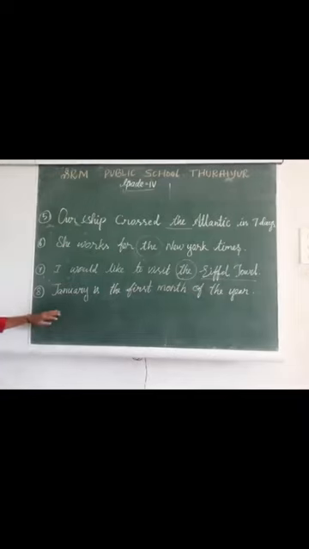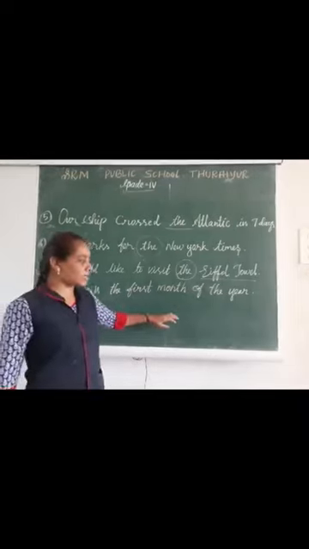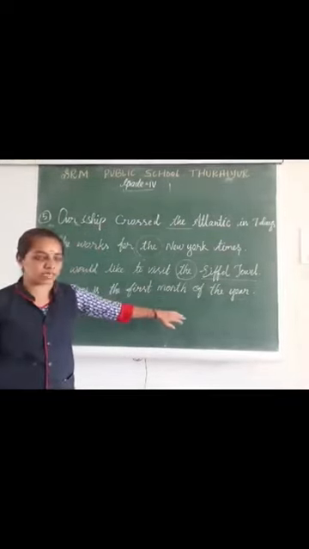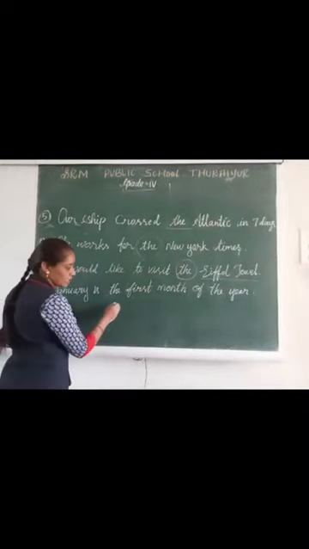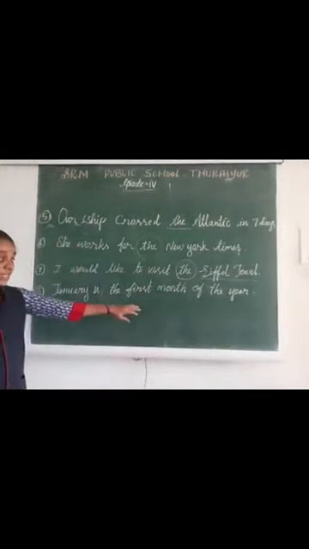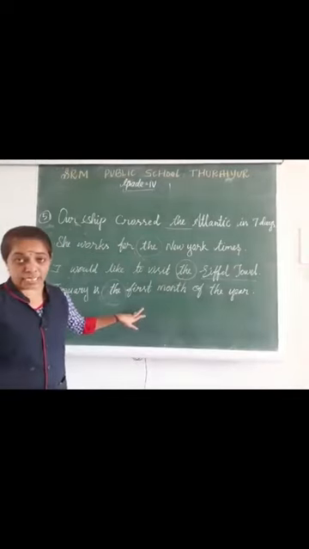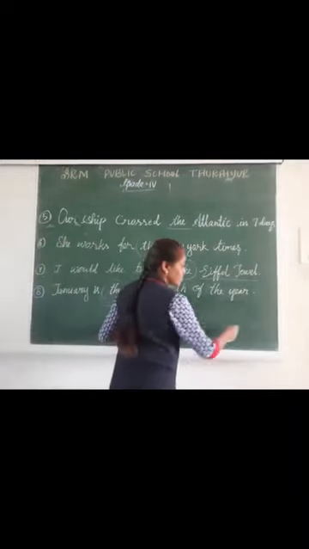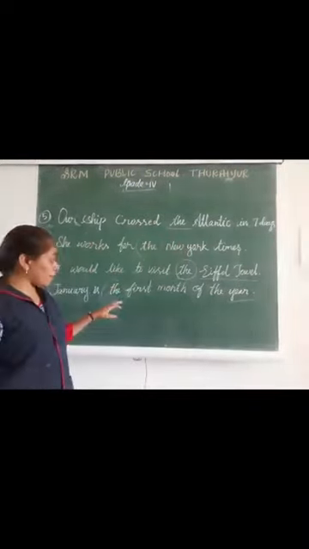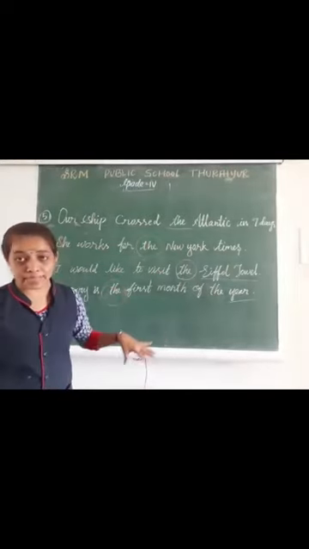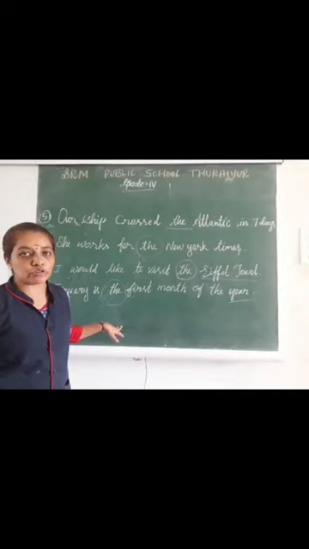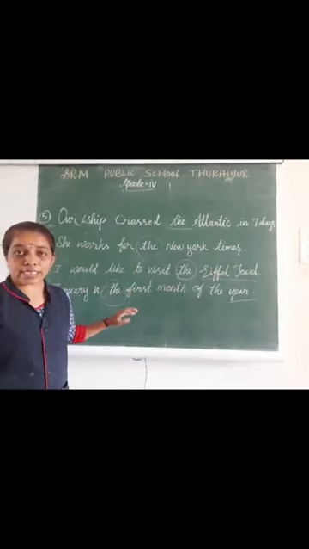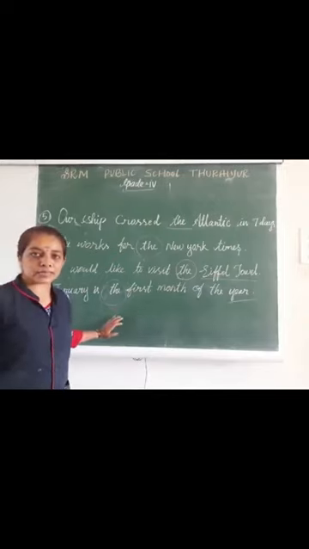Here, January is the first month of the year. Here, we used the before first. The first indicates it's a superlative degree. Before superlative degree, we have to use the. Here, we are comparing the first month with all other months. So it's a superlative degree, we want to use the. Now can you understand the rules of the definite article? Are you clear with this?